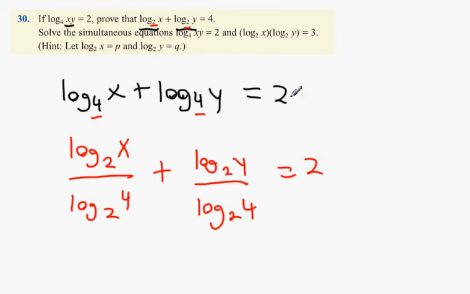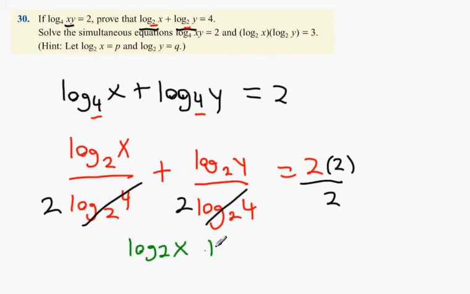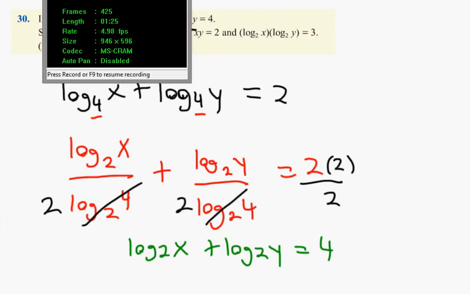Okay? Now what's going to happen next is the two of these, when I put them into my calculator, they're both going to turn out to be 2. I'm going to multiply this side, top and bottom, by 2. Then what I'm going to be left with is log 2x plus log 2y equals 4, because the 2's on the bottom cancel out. Proven. That's it? Yeah. I know there's another part.